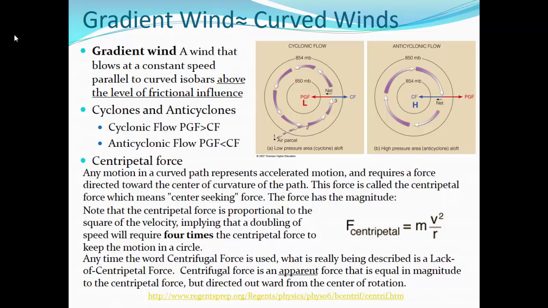Anytime the word centrifugal, which is how scientists are saying it now, is used, what's really being described is a lack of centripetal force. So centrifugal force is that outward moving force. If something is moving in a circle, the outward motion is the centrifugal force, referring to a lack of centripetal force. A centrifugal force is apparent. It's also equal to the magnitude of the centripetal force, but directed outward.